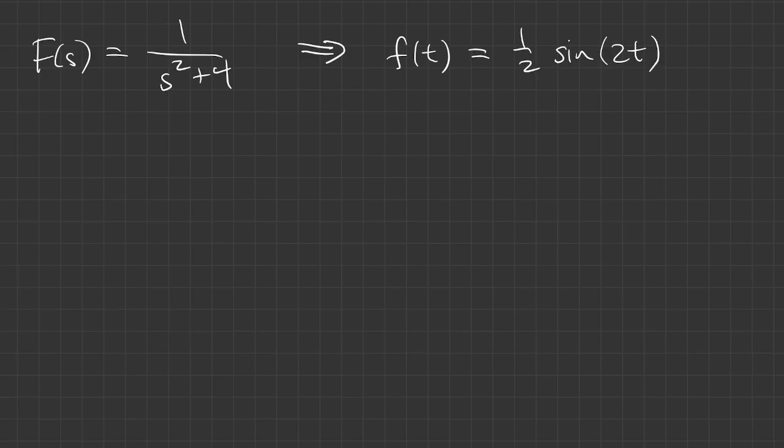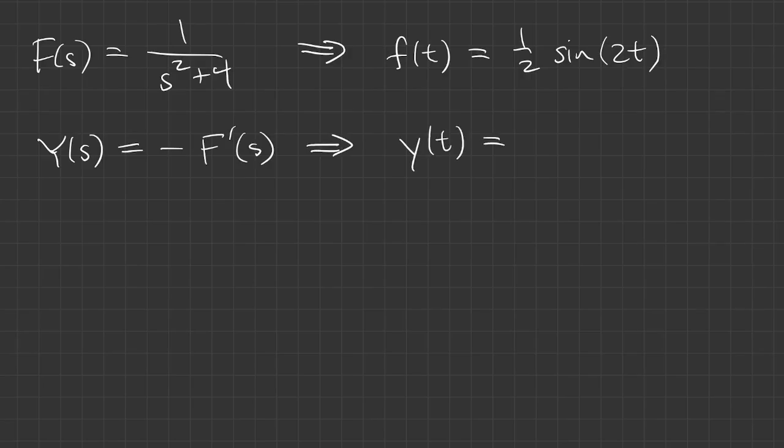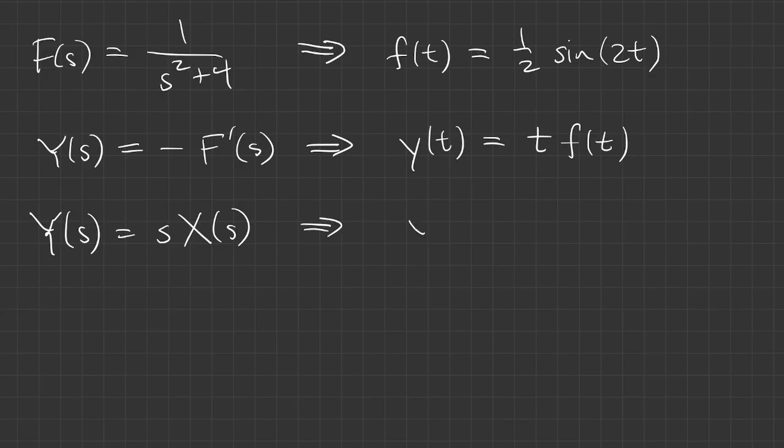And then capital Y was minus F prime. So by this latest line of the transform table, we know that little y is t to the 1 times little f of t. But we also define capital Y as s times capital X, which means y is equal to x prime. Remember, the initial conditions are 0. So we know how to find x prime from all this.